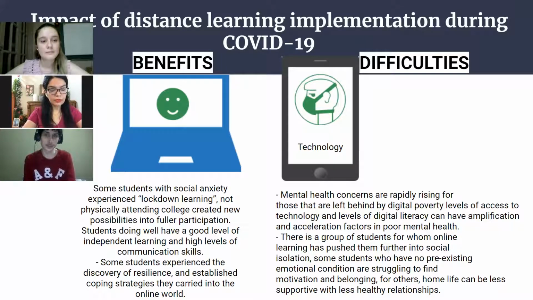But the difficulties are that mental health concerns are rapidly rising for those that are left behind by digital poverty, where their level of access to technology and levels of digital literacy can be amplification and acceleration factors in poor mental health. There is a group of students for whom online learning has pushed them further into social isolation. Those students who have no pre-existing emotional condition are struggling to find motivation and belonging. For others, home life can be less supportive, with less healthy relationships in this case.